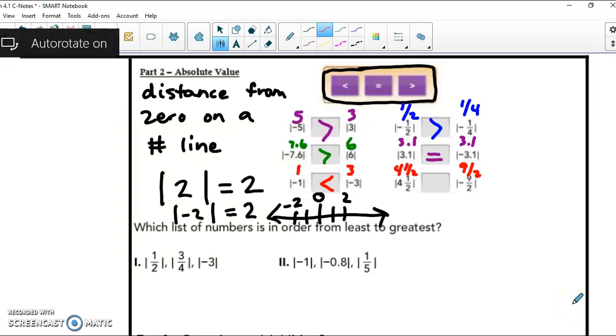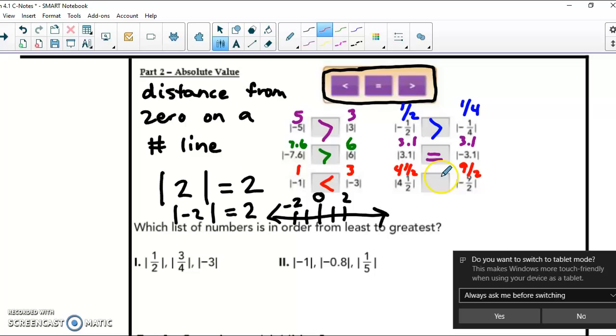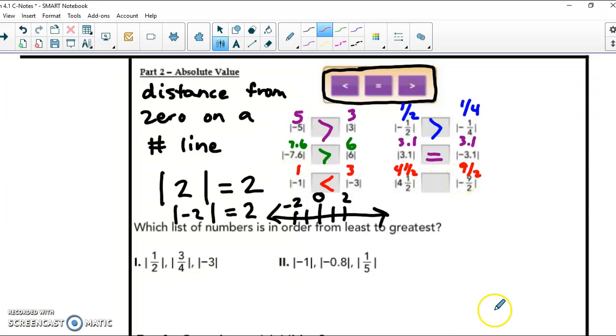Part 2 coming up. So hopefully you found that 4.5 and 9/2 are equal. Those are different ways of representing the same value, so they are equivalent. If I change 4.5 to a mixed number, it becomes 4 1/2. If I change 4.5 to an improper fraction, it becomes 9/2. And if I change 9/2 to a mixed number, it becomes 4 1/2.